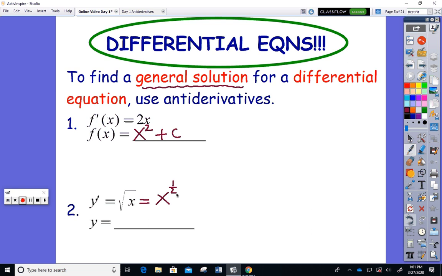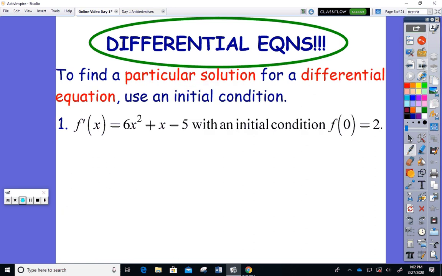Y. What is the antiderivative of x to the 1/2? So I'm going to say 1/2 plus 1 is 3/2. So I need to divide by 3/2 and add c. Okay, so it would be better for me to write y equals, 1 over 3/2 is better written as 2/3, x to the 3/2 plus c. Okay, so that is my general solution.